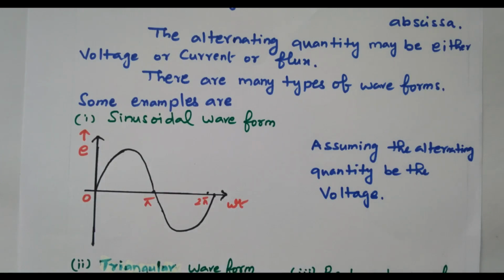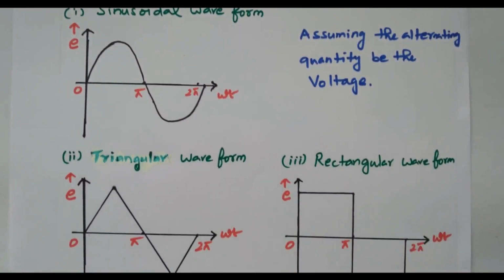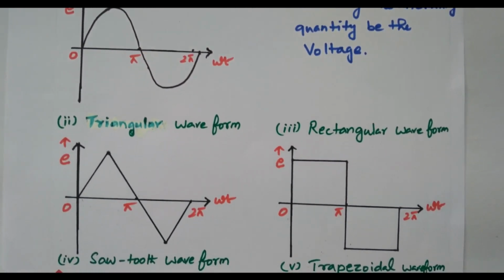We will see some other waveforms, the triangular waveform and the rectangular waveform. The triangular waveform is in the form of a triangle, so it is called a triangular waveform. From 0 to pi the voltage is positive, from pi to 2 pi the voltage is negative. The voltage keeps on increasing, reaches the maximum value, then decreases, and again reaches 0. The same thing is repeated in the negative region, with negative voltage. It looks like a triangle, so it is called a triangular waveform.